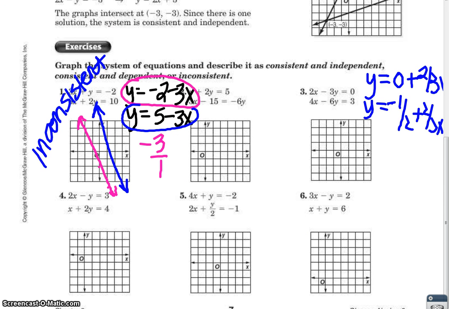Okay, so let's graph the first equation. I'll graph the first one in blue. Now my y-intercept is 0, 0, so I'm going to put a point on the origin. And my slope is 2/3. So I go up 2 units, to the right 3 units. Up 2 units, and to the right 3 units. So here is my first equation.